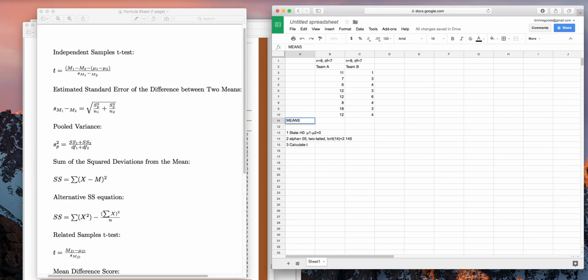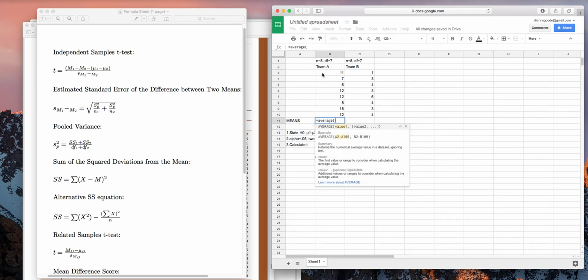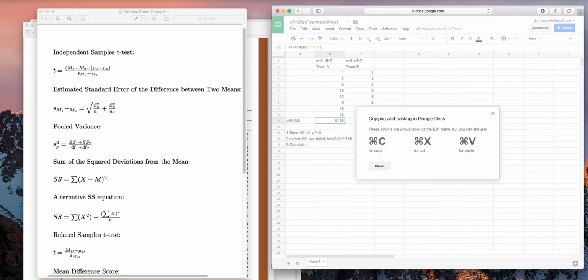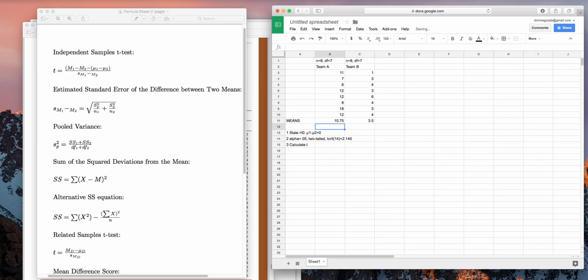So these are the means. All right. How do we do means? Say equals average. And then we're going to just select all of our scores. All right. You can copy and paste this. Okay, we'll copy and paste this. Big difference between the means, right? Longer time for Team A, shorter time on average for Team B. Let's bold these just so that we know those are means. And we're not going to include those when we select all the scores again. Okay, now we've got the mean difference.